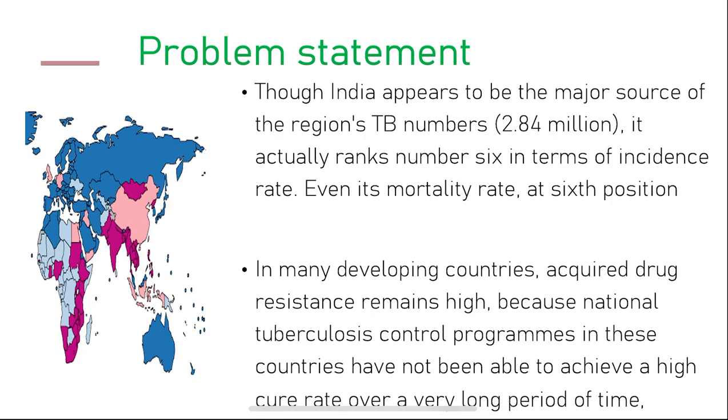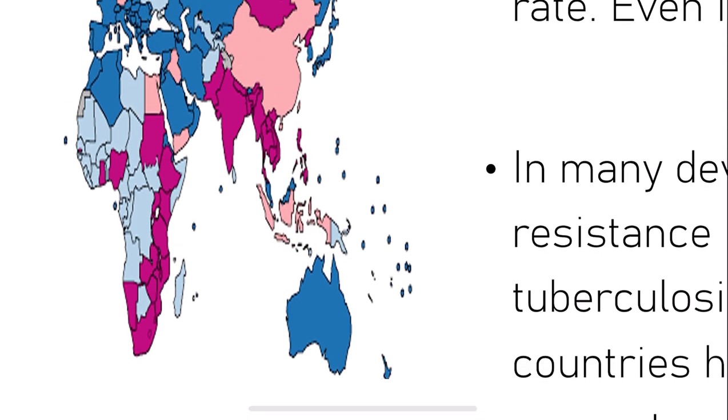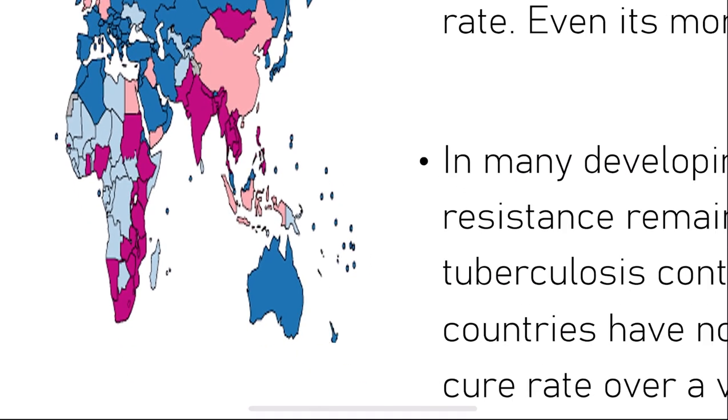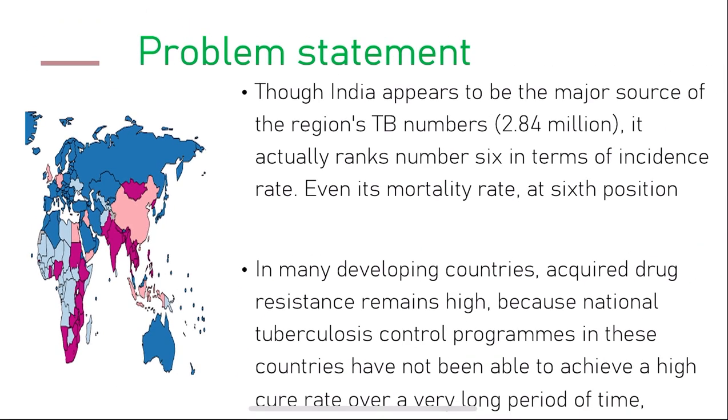Though India appears to be the major source of the region's TB numbers, that is 2.84 million. So we see India is a major source of the region's TB. 2.84 million cases are reported. It actually ranks number 6 in terms of incidence rate. So the number of new cases we have, that is 6 in terms of incidence rate.